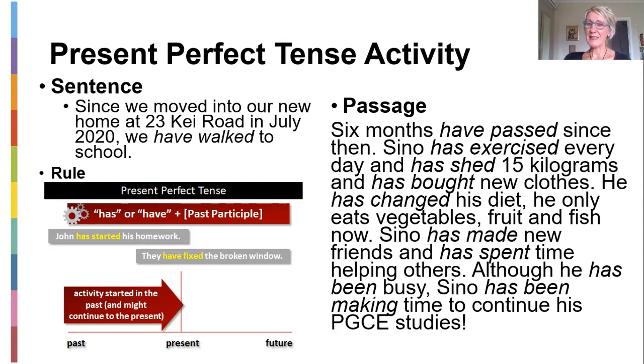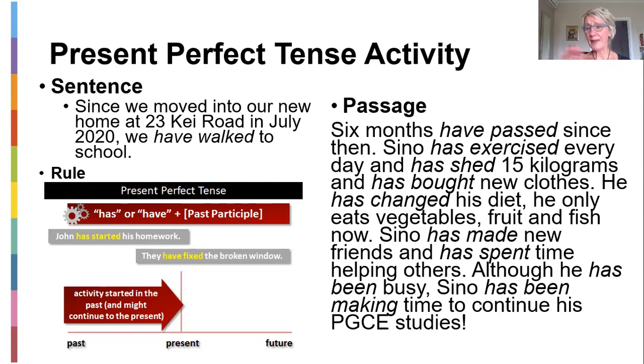It's what he says: six months have passed since then. Sino has exercised every day and has shed 15 kilograms. He has bought new clothes. He has changed his diet. He only eats vegetables, fish, and fruit. Now, Sino has made new friends and has spent time helping others. Although he has been busy, Sino has been making time to continue his PGCE studies.